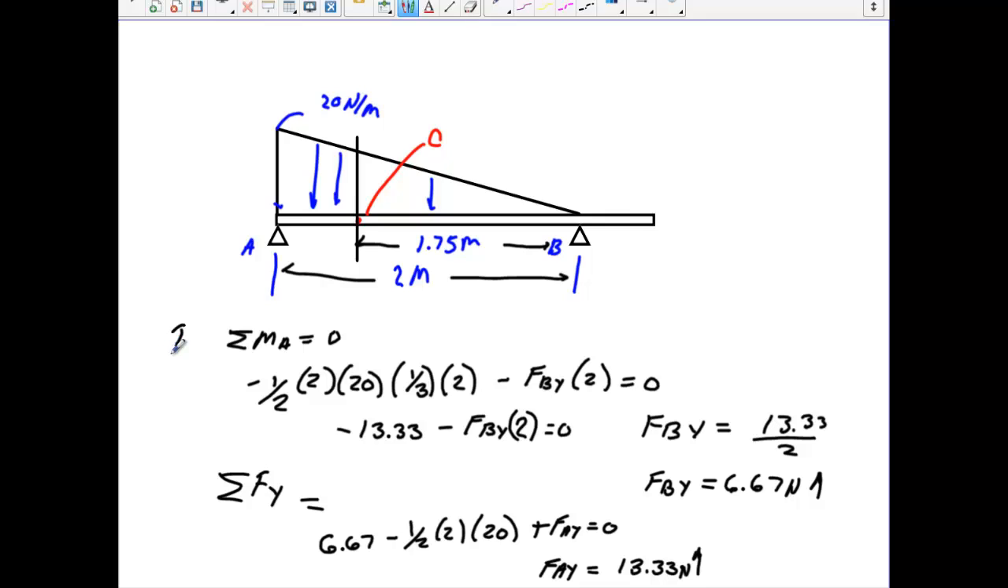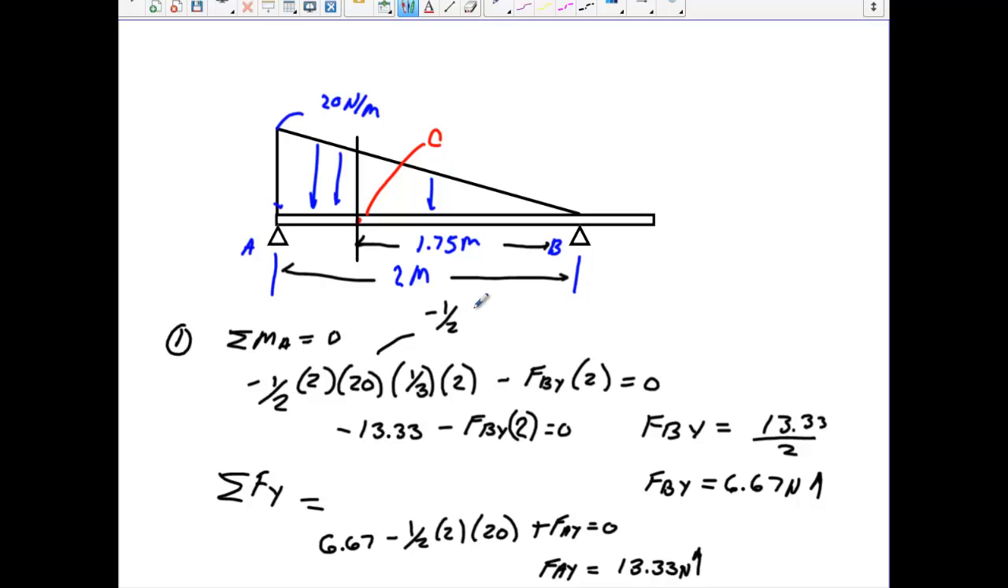First, take a moment at either A or B and try to find out what the reaction is at the other one. So I took a moment at A to find out what the force would be at B. To take the moment at A, I'm going to take 1/2 times my base, which in this case was 2, the distance from here to here, times the height, which is 20. Now do not forget to multiply by the moment arm. What I'd recommend is that you put the units in there, because then if it cancels out, you're going to be sure.